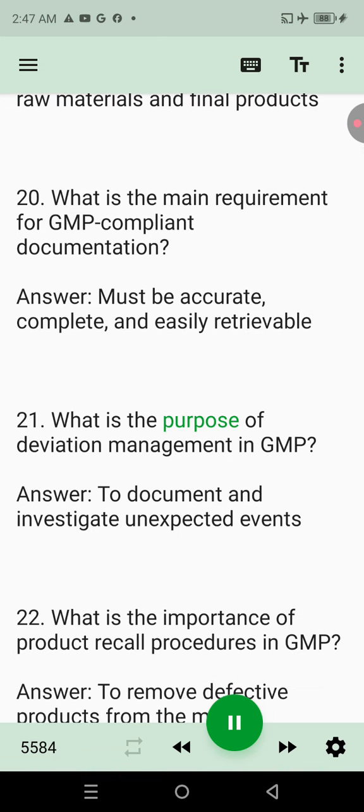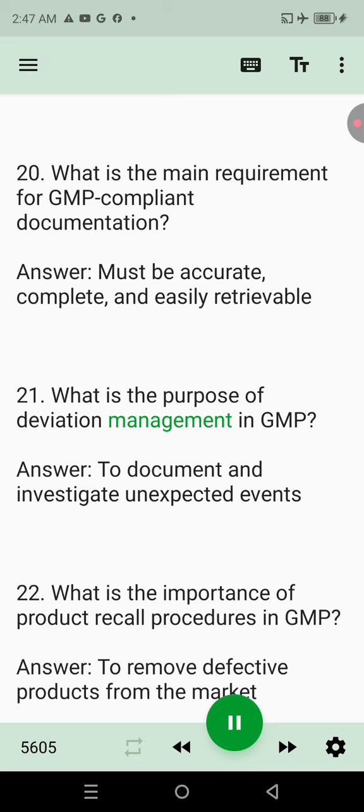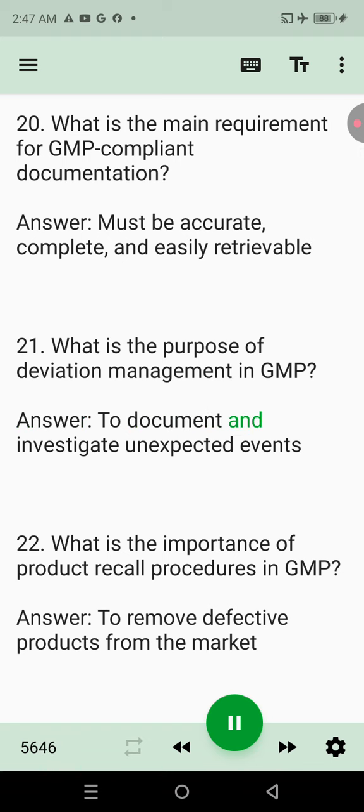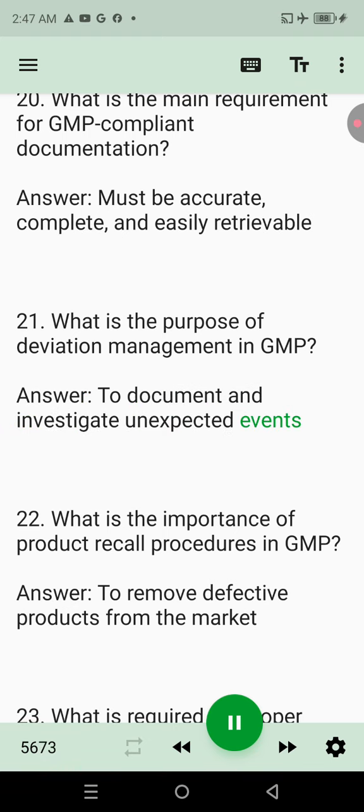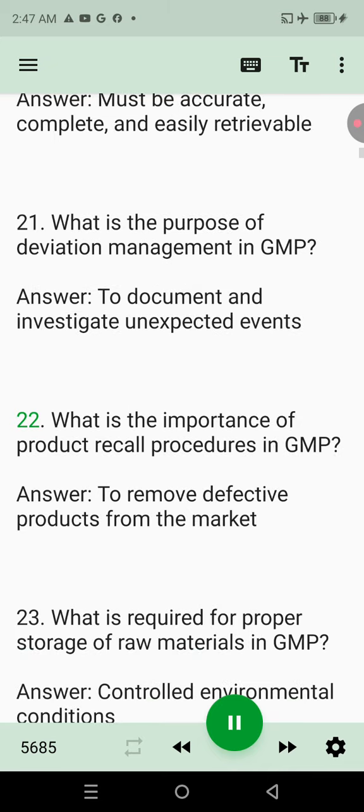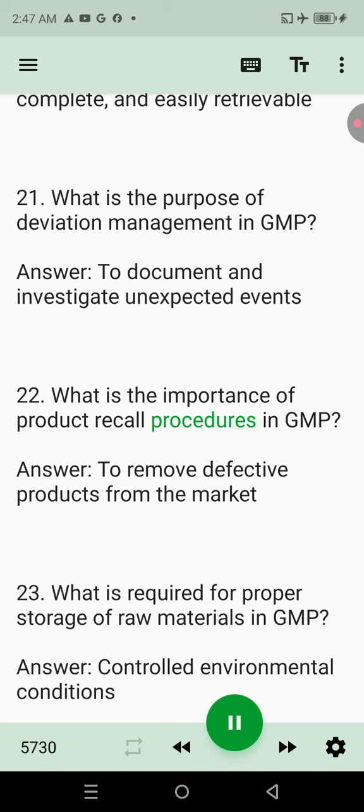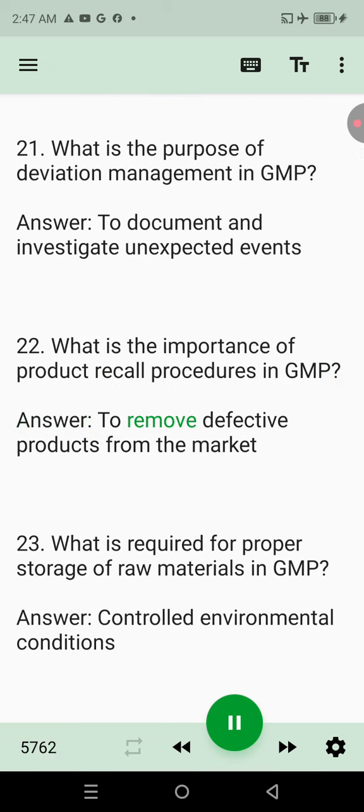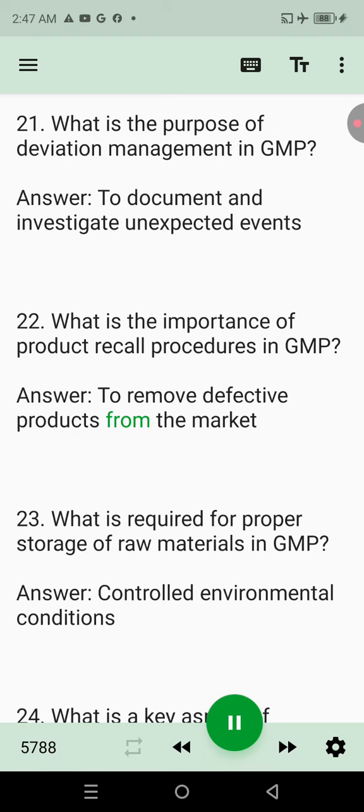21. What is the purpose of deviation management in GMP? Answer: To document and investigate unexpected events. 22. What is the importance of product recall procedures in GMP? Answer: To remove defective products from the market.